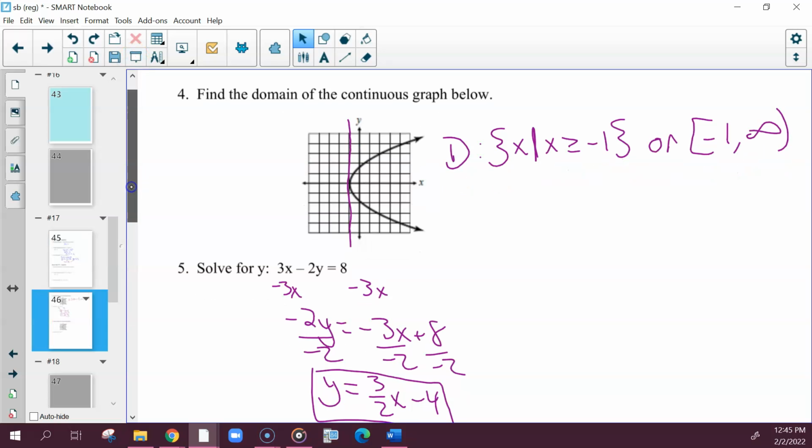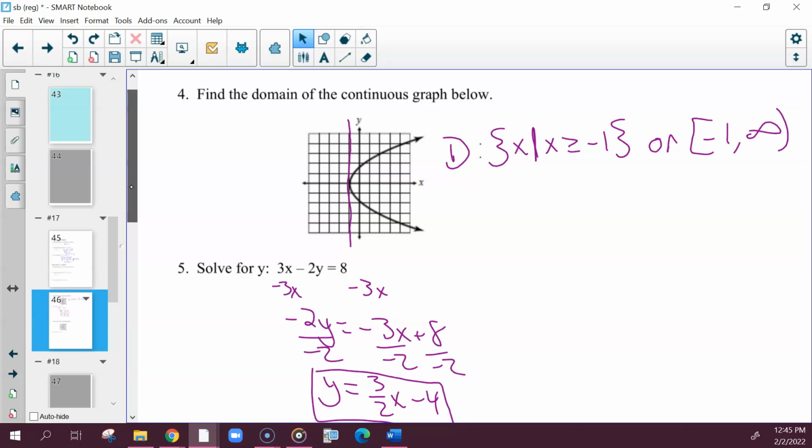For number 4, we need to find just the domain of this function. So remember, your domain is your x values. You're looking furthest left to furthest right. So furthest left, we start at negative 1. Furthest right, it keeps going all the way towards positive infinity.